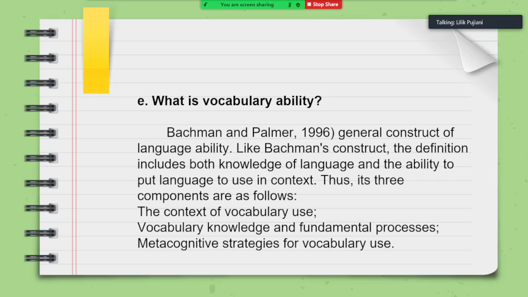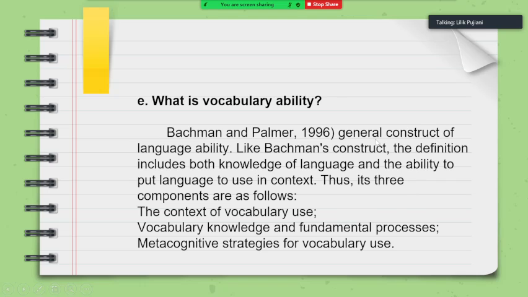Okay. Next is about what is vocabulary ability. Talking about vocabulary, there is also vocabulary ability. According to the experts Bachman and Palmer, in 1996, the general construct of language ability, like Bachman's construct definition, includes both knowledge of language and the ability to put language to use in context. Thus, its three components are as follows.